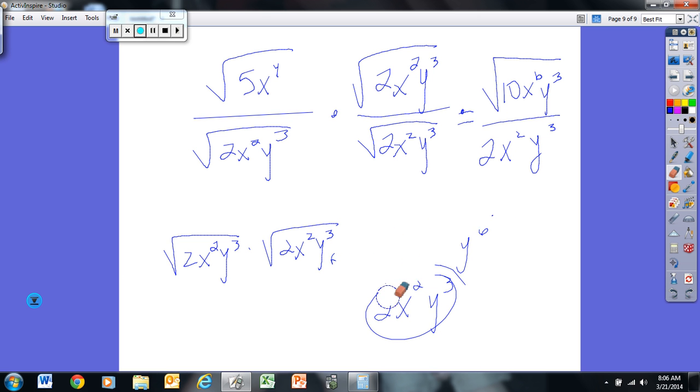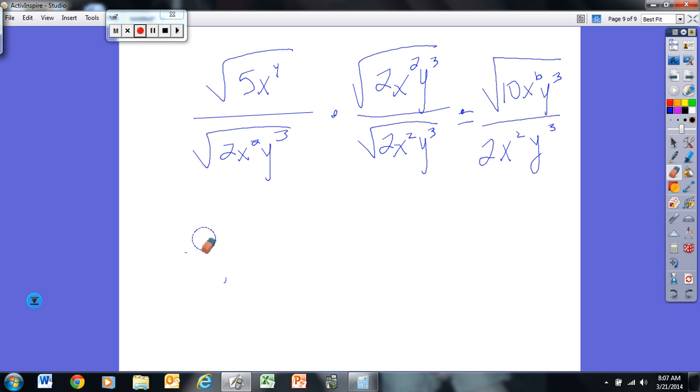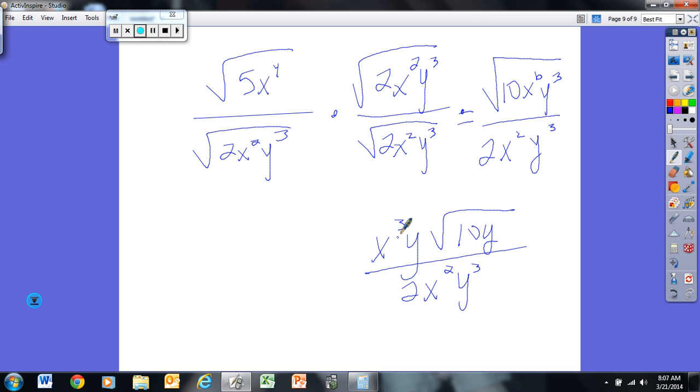Okay, so now I have to simplify the top. So root 10 can't be simplified, but x to the 6th can become x cubed, and y cubed can become y, root 10y all over 2x squared y cubed. Well, the x cubed and the x squared leaves you with an x on the top, and the y cubed leaves you with a y squared on the bottom. So your final answer is x root 10y all over 2y squared. Done.